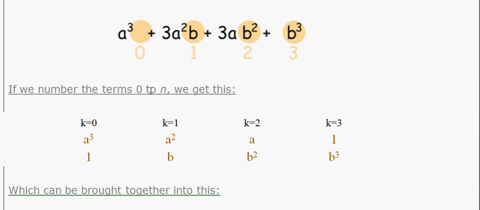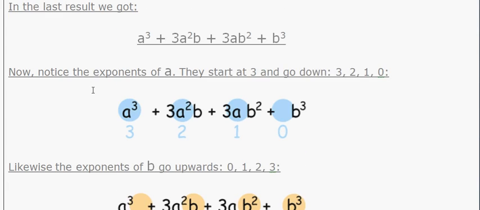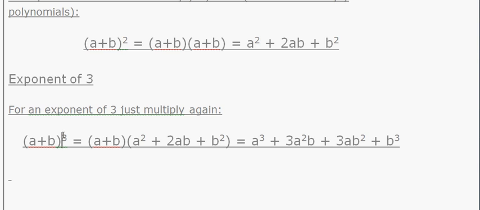If we number the terms 0 to n, we get this. Please note this. Here k is the power of b, like here this is k, here k is 0. The power of b, or exponent of b, is known as k, and n is the exponent of the binomial. This is n, the exponent of the binomial.